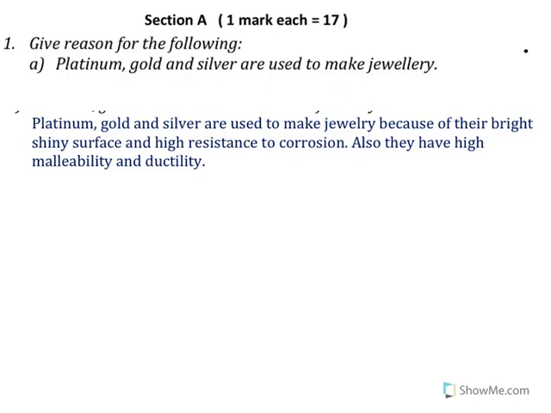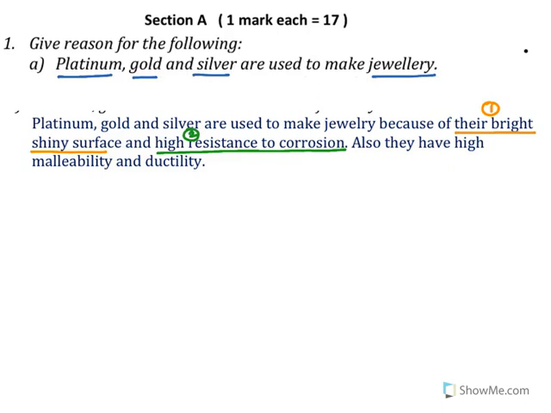Give reasons. Platinum, gold and silver are used to make jewelry. And the points are: platinum, gold and silver are used to make jewelry because, point 1, they are bright and have a shiny surface. Point 2, they have high resistance to corrosion. They do not corrode easily. They do not combine with oxygen or other elements in the environment.